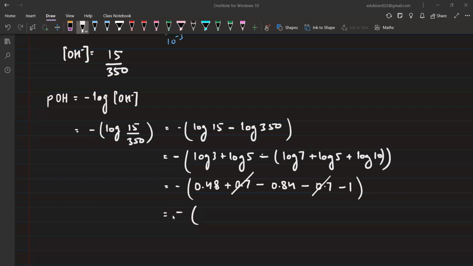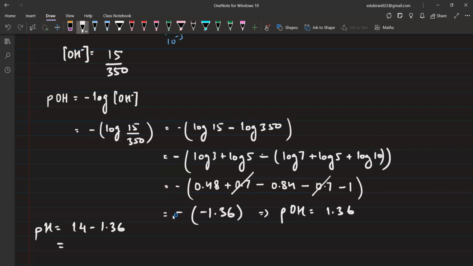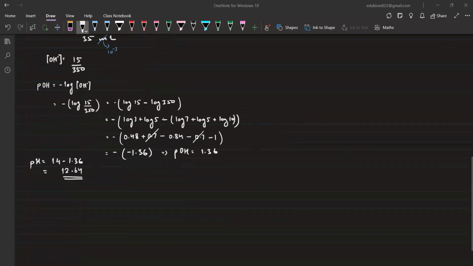Minus 1.36. Basics. So pOH will be equal to 1.36, है ना? तो pH कितना हो जाएगा? pH will be equal to 14 minus 1.36, which will be equal to how much? 12.64. Correct? Yes, sir. ठीक है. तो इस तरह से आपको कैलकुलेट करना है.